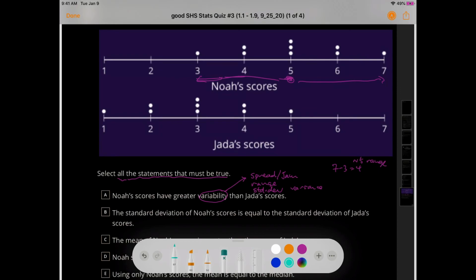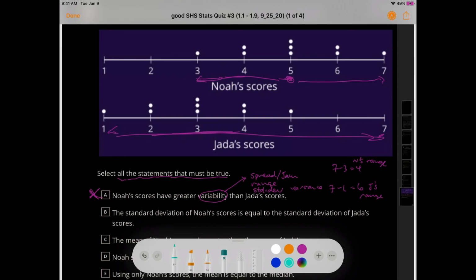And then if you did Jada's, Jada has jam or spread all over the place, right? From 7 to 1. So Jada's range is 6. So does Noah have a bigger spread? No, that would be false. So no. The standard deviation of Noah's score is equal to the standard deviation of Jada's.